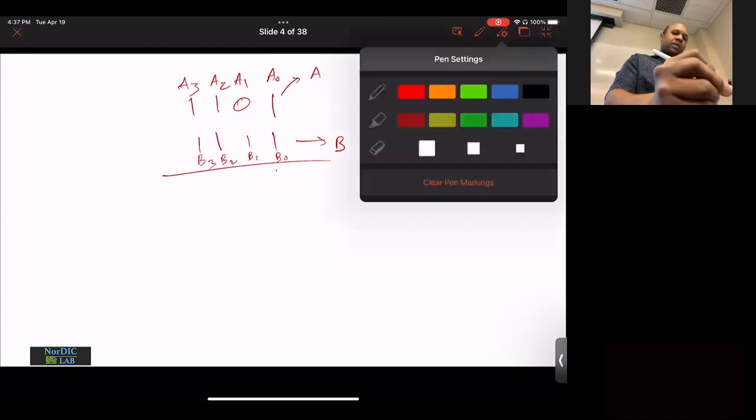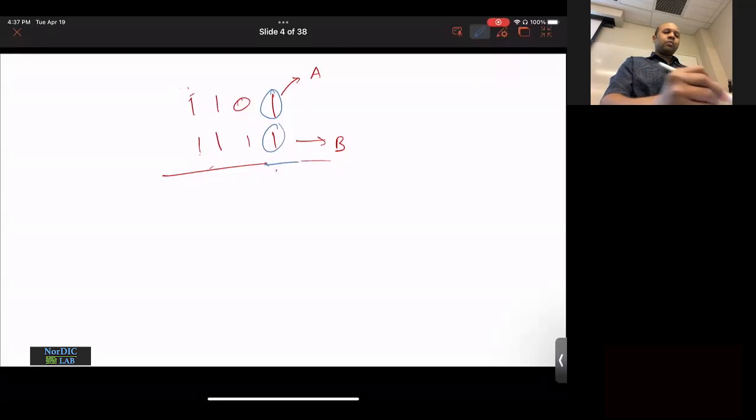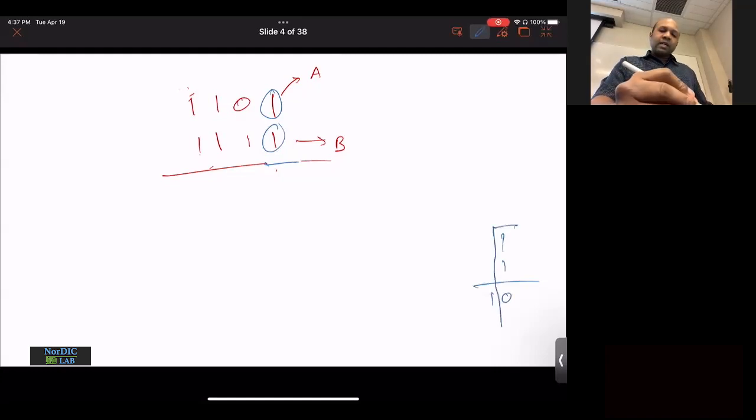Now, let me simplify this a little bit. Let's try to add these two numbers first, 1 and 1. So, I mean, binary addition. What should be the result when you add 1 and 1? 1, 0, right? So whatever you get corresponding to the same column as the digits that you're playing with is the sum. Okay, just keep that in mind.